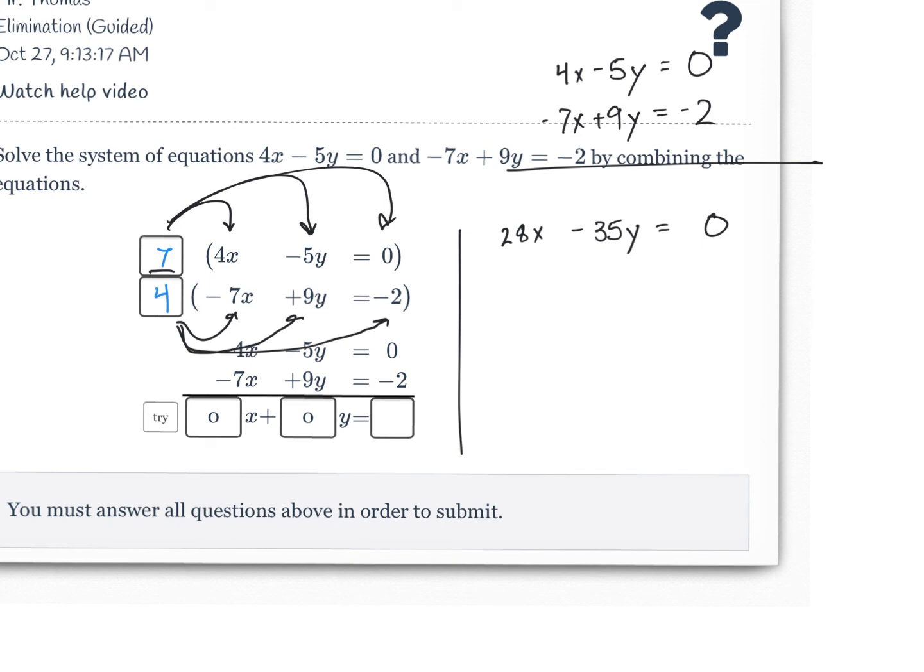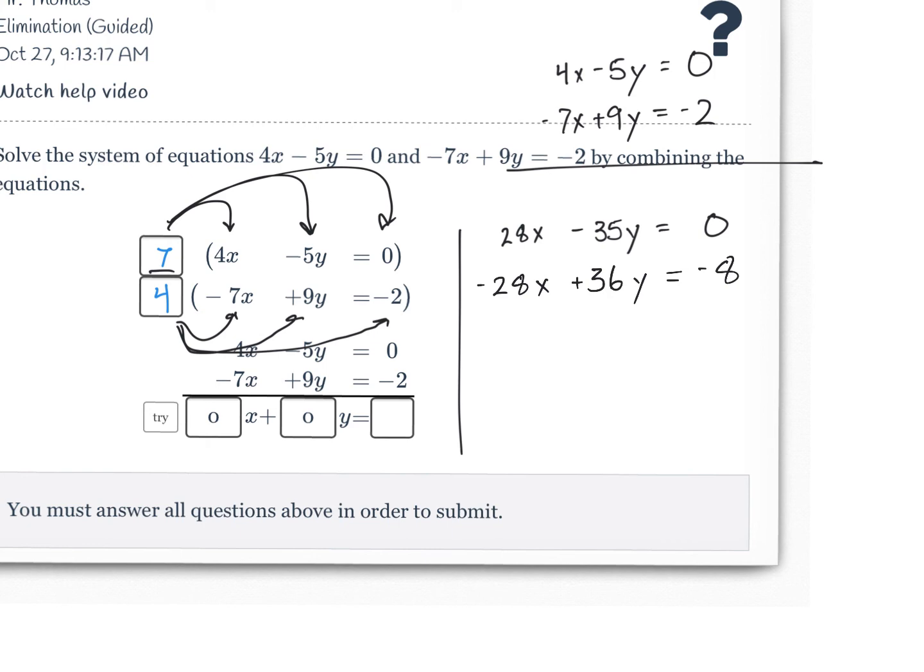All right, so 4, I'm going to distribute it to each number in the second equation. Negative 28x plus, what's 4 times 9? 36? 32? 36, right? Yeah. Thank you. And then 4 times negative 2 is negative 8. All right, boom. So I told you what I'm doing. I multiplied the first one by 7, the second one by 4.